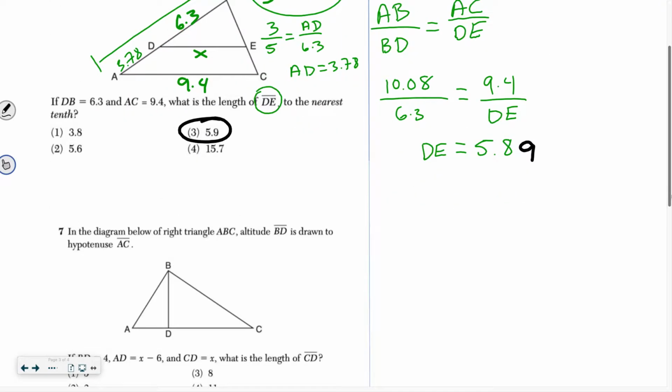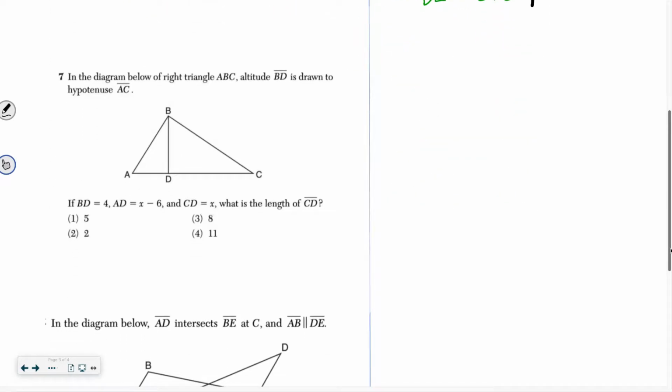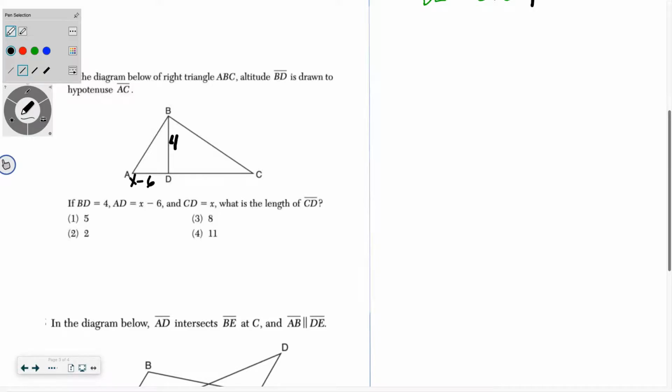Let's look at number 7. A lot of us know how to set up number 7, but then we get stuck after we try to figure this out. So again, BD is 4. This piece is x minus 6. And we have that CD is x.